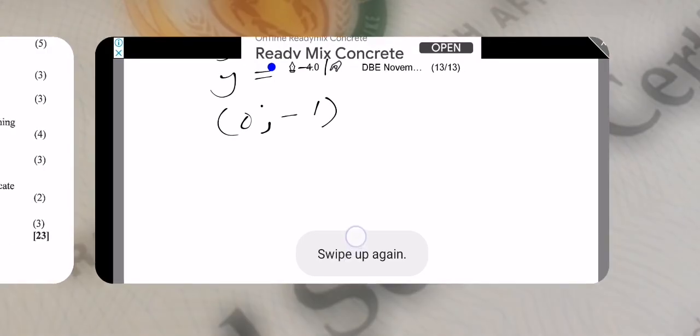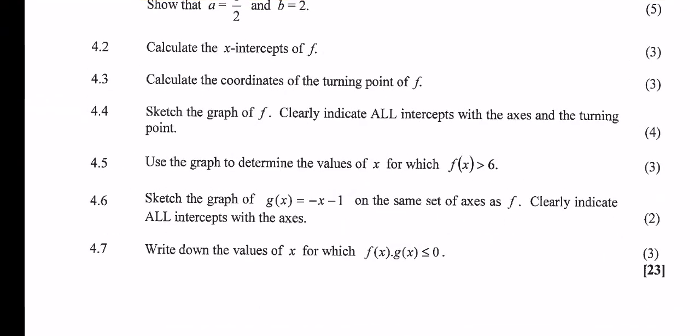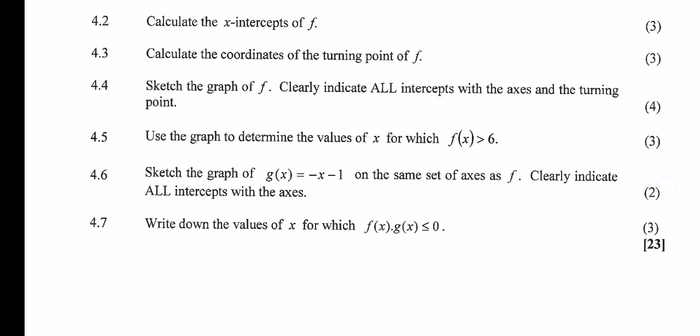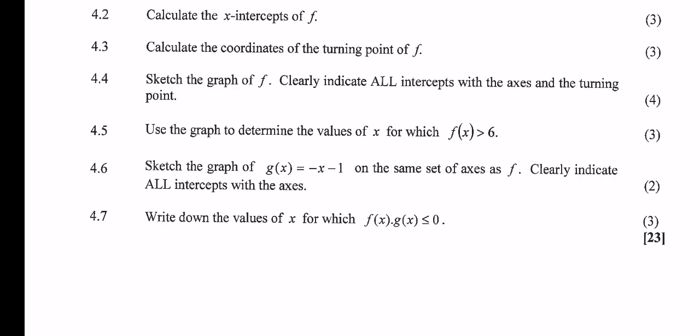Let's move over to the next question. Now use the graph to determine the values of x for which, I was reading this question, sorry about that. We are on this question. Write down the values of x for which f of x multiplied by g of x is less than or equal to 0.